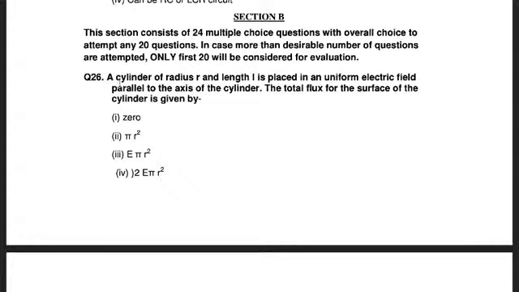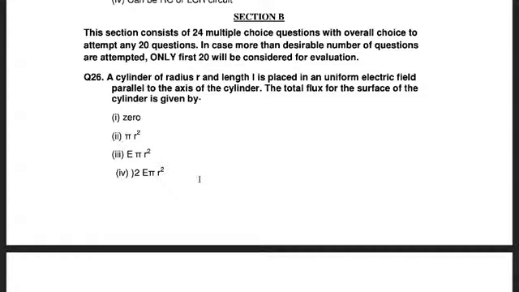Question number 26. A cylinder of radius R and length L is placed in a uniform electric field parallel to the axis of the cylinder. The total flux for the surface of the cylinder is given by option 1, 0, option 2, πR², option 3, EπR², option 4, 2EπR². Correct. The answer is option 1, 0.